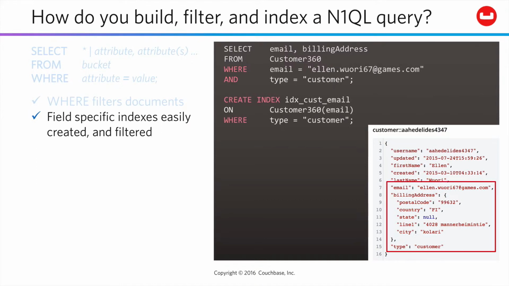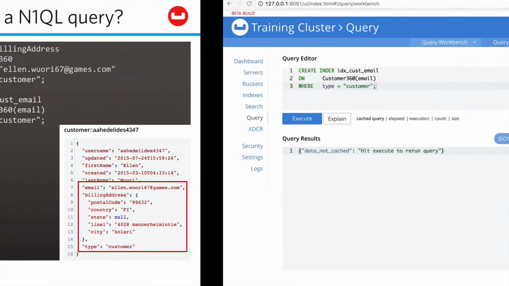It's easy to create specific indexes, just as it would be in SQL. So here we're creating an index on the Customer 360 bucket for the email field, but only where the type is customer. Let's see how this might look in real life.